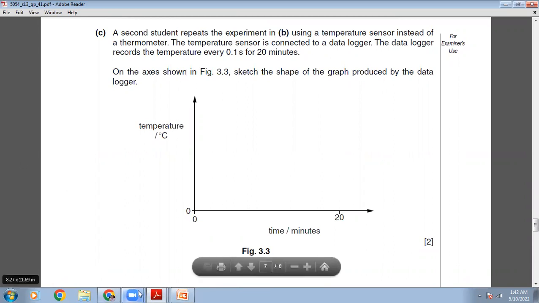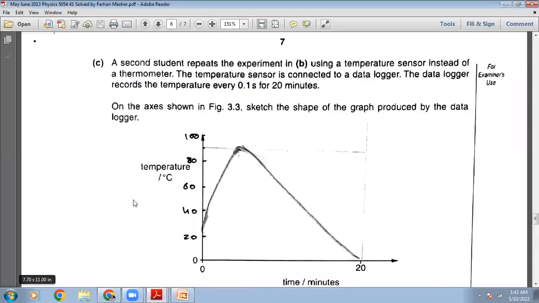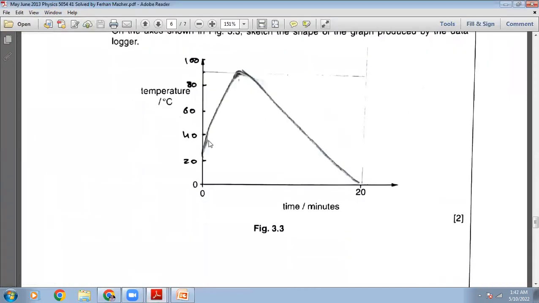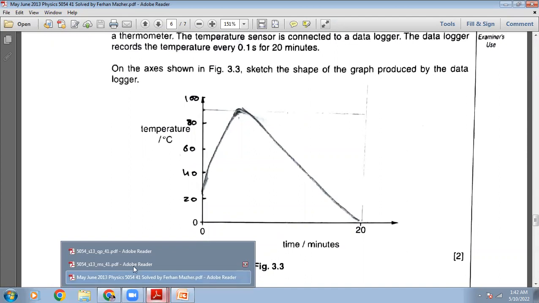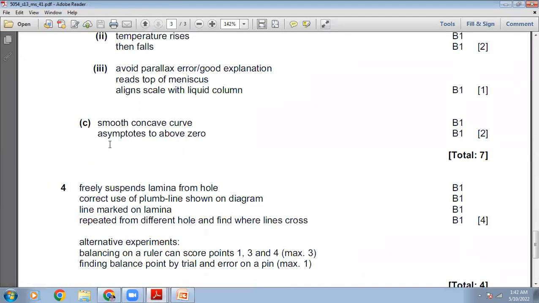So let me show you what kind of shape. In 20 minutes, first the temperature will go up. At the start, the rise of temperature will be very fast, then it will be slow. And then the temperature will start falling. At the start, the temperature fall will be fast, and then gradually the rate of the fall of the temperature will decrease. So it's a curve. Okay. So this is the graph you have to draw. Smooth concave curve asymptotes to above zero.